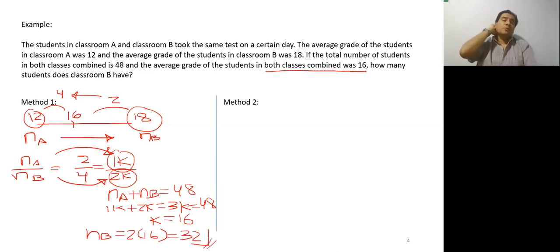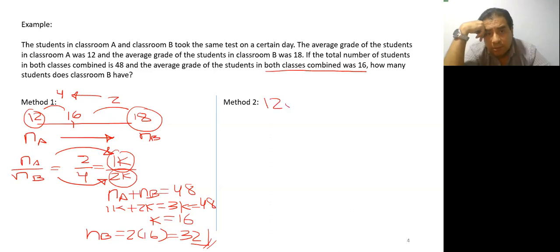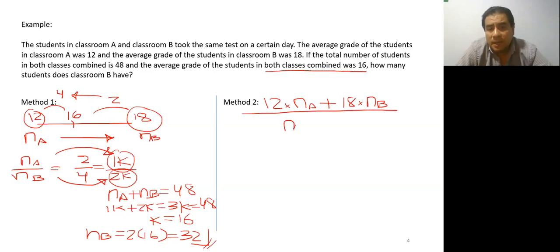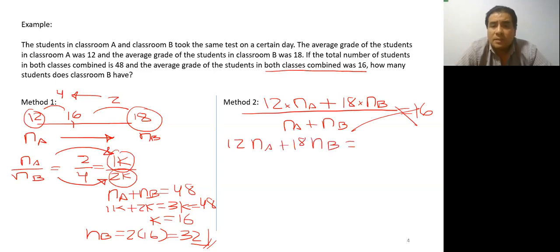Okay, so you can see once we found the proportion of the two weights, it's very easy to solve the problem. How would we do this with a formula of weighted average? We could say that 12, the score of classroom A multiplied by its weight, that is the number of students, plus 18 multiplied by the weight, number of students in classroom B, divided by NA plus NB equals the weighted average, 16. So in a cross product, we can find the proportion by doing this, right?